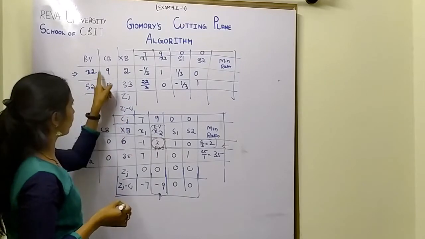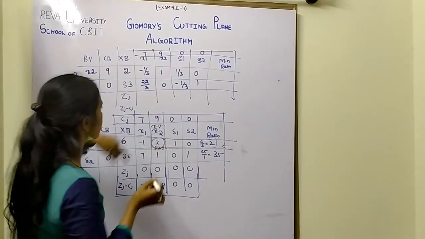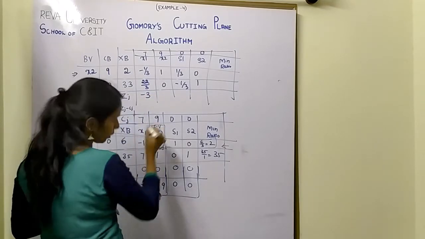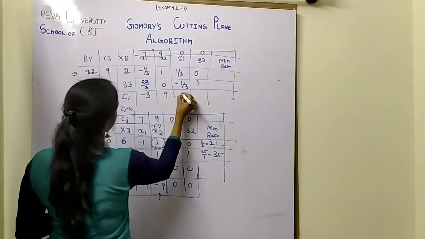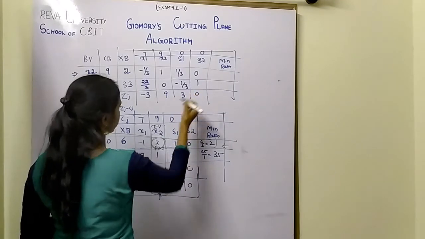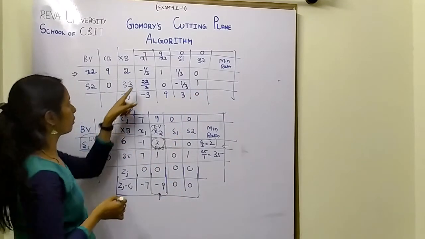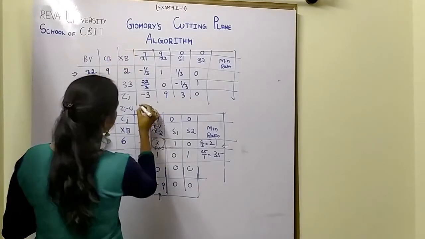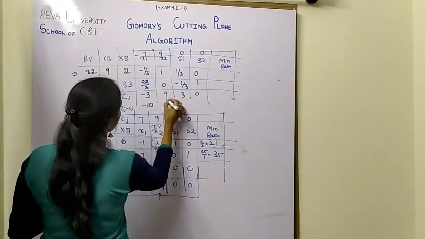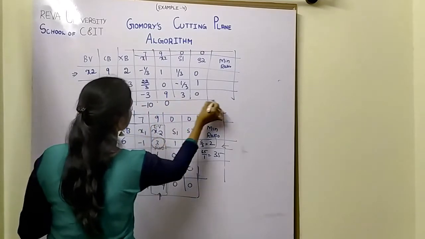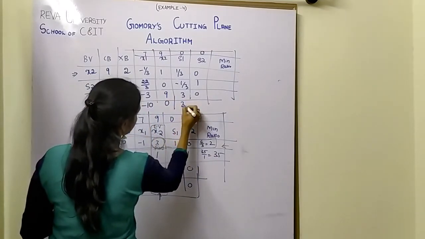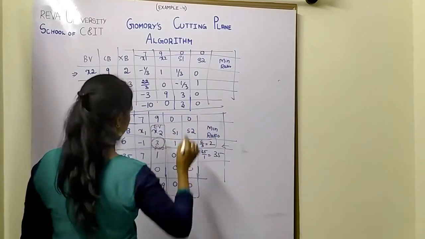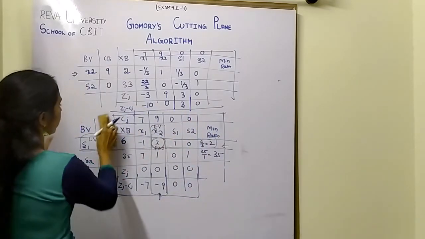Find out the Zj value. This into this: 9 into minus 1 by 3 gives you minus 3. Then here 9, then here 3, here 0. Zj minus Cj will be this minus this. So you will get here minus 10, and here 9 minus 9 is 0, 3 minus 0 is 3, 0 minus 0 is 0. So this is our new table now.